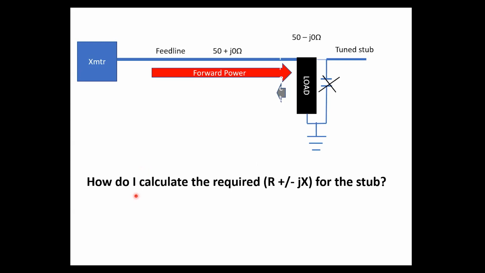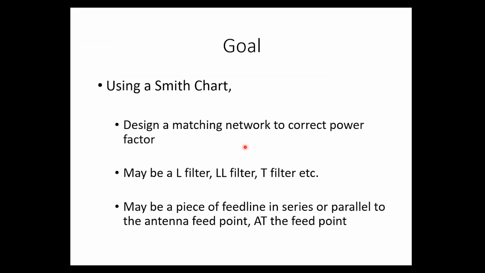So how do I actually calculate the required R plus JX that I need here to get to this point? And as much as anything, that's what tonight is about. How do I get this? How do I figure out what I've got to do? I'm going to use the Smith chart, but I got to know what number I need to get the Smith chart to tell me how long my piece of coax or feed line needs to be for this tuned stub. So I got to do a little arithmetic. Sorry, guys, I can't avoid it.